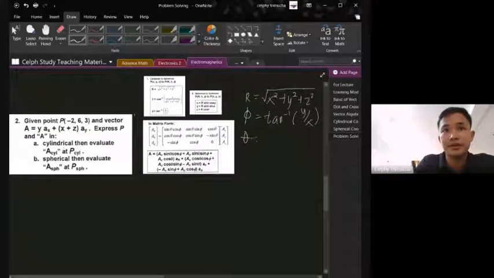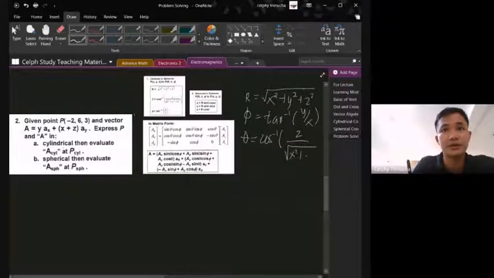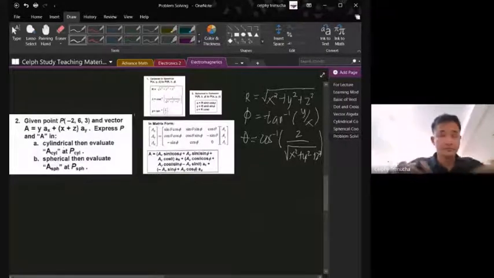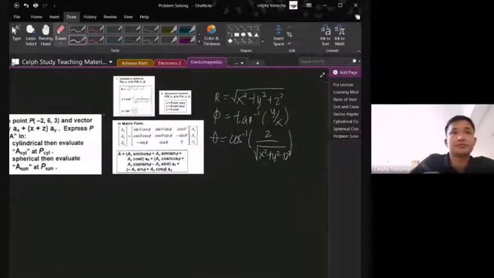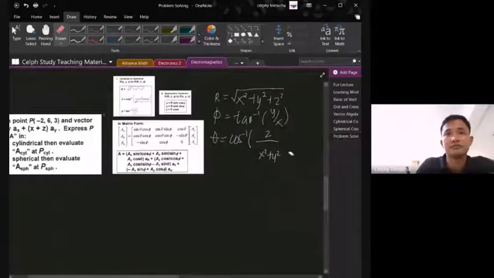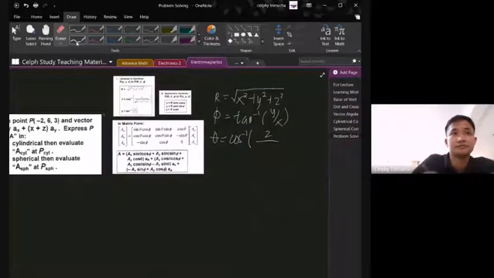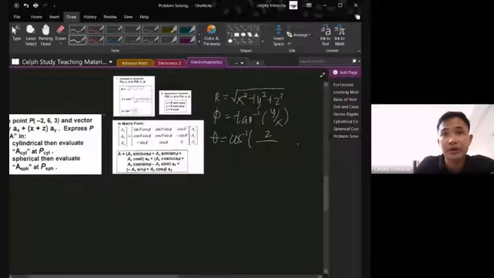so this will be equal sa formula natin is z, arc cosine, we have z all over square root of x squared plus y squared plus z squared.